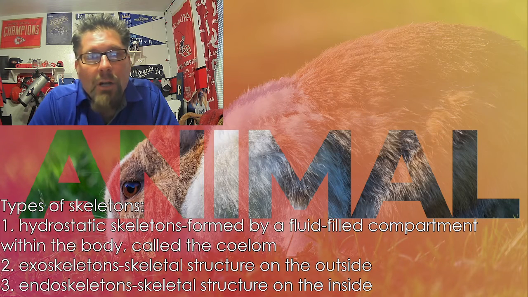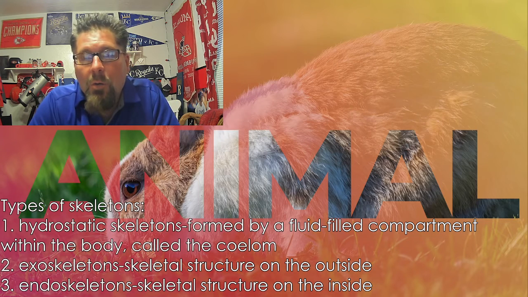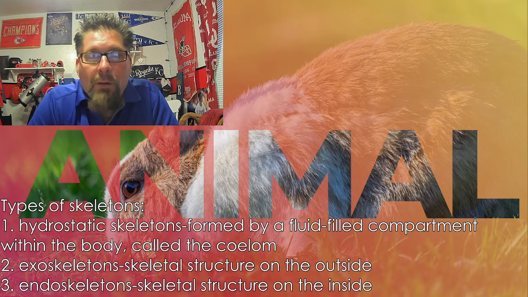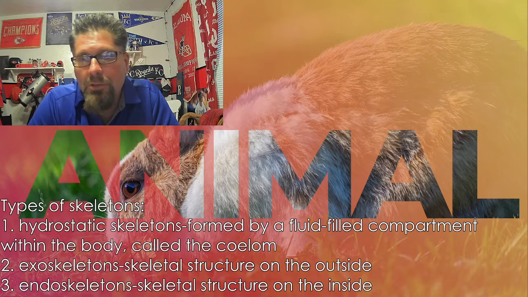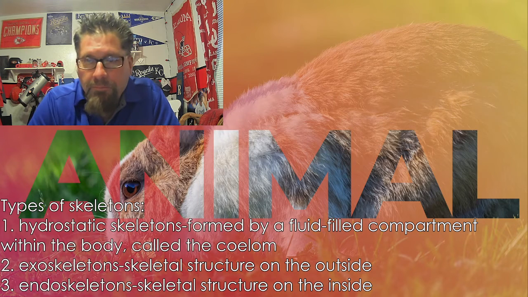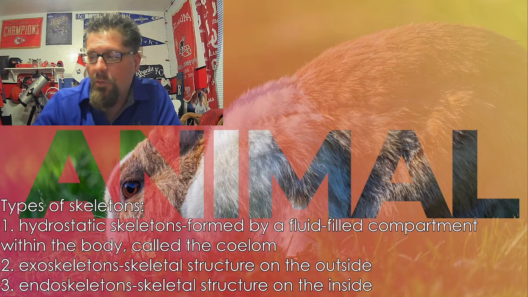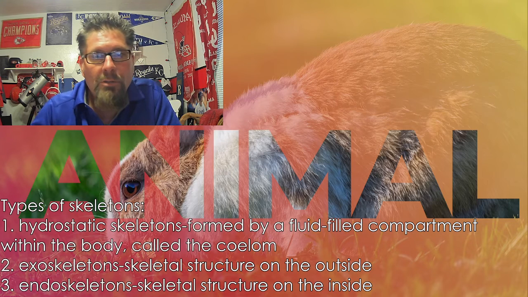But think about a jellyfish. Which of those two would a jellyfish have? A hardened outside shell? No. Muscle or a bone system inside? No. They've got the third type, the hydrostatic skeleton, which is simply a fluid-filled compartment inside of skin tissue or muscle tissue, and that's called a coelom. So that's the three types of skeletons.